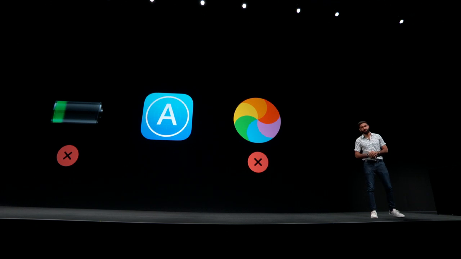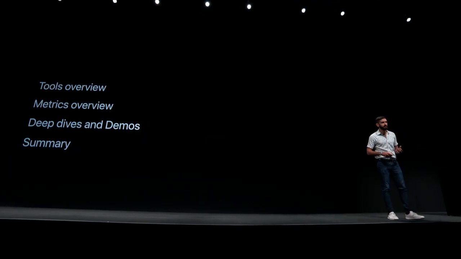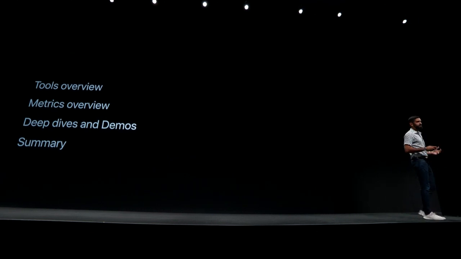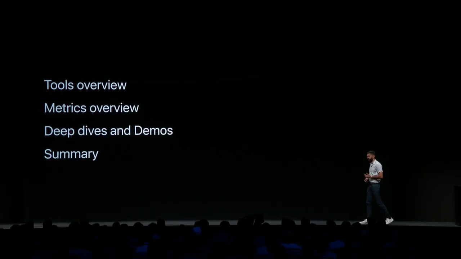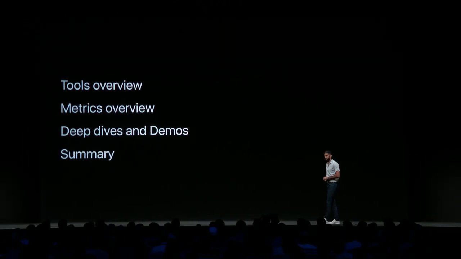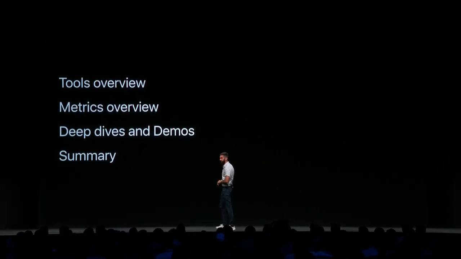And so today we want to talk about a few things. We want to go over a set of tools that you can use that are both new and old to be able to optimize your application for battery life and performance. We want to go over a set of metrics that you can collect using those tools to be able to understand and quantify your application's impact on battery life and performance.